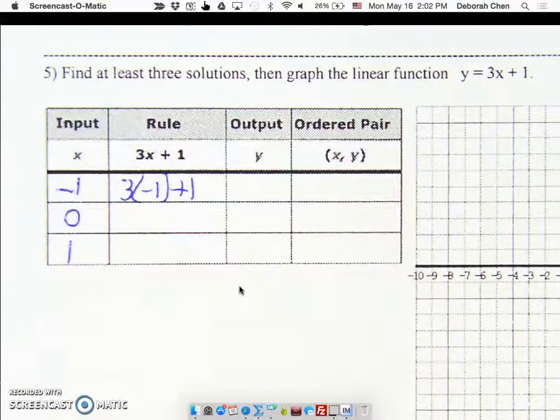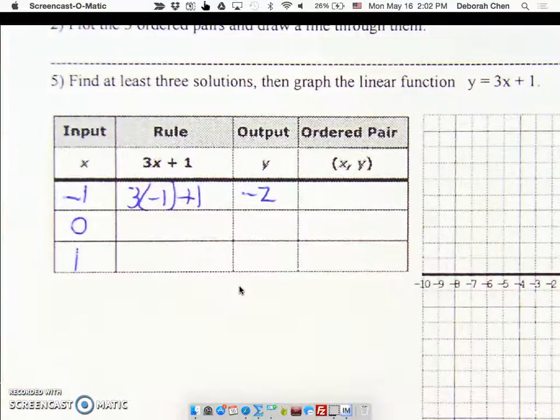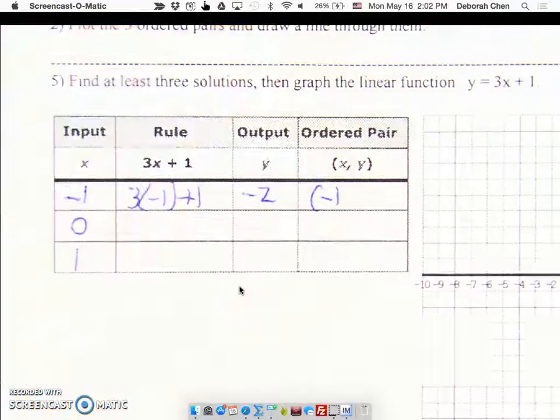What's 3 times negative 1, Matt? Negative 3. What's negative 3 plus 1? Negative 2. Please write that on your notes right now. What's our ordered pair? -1, -2.